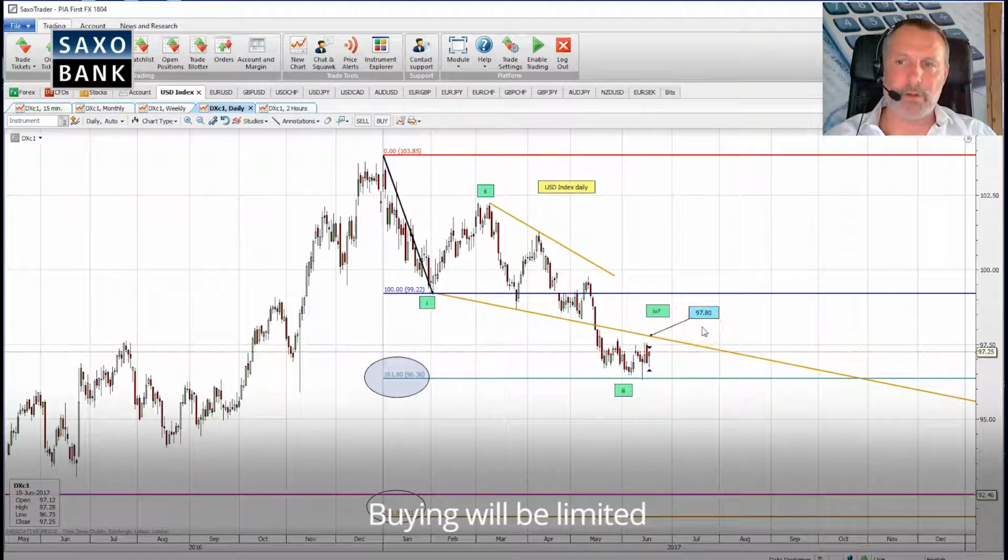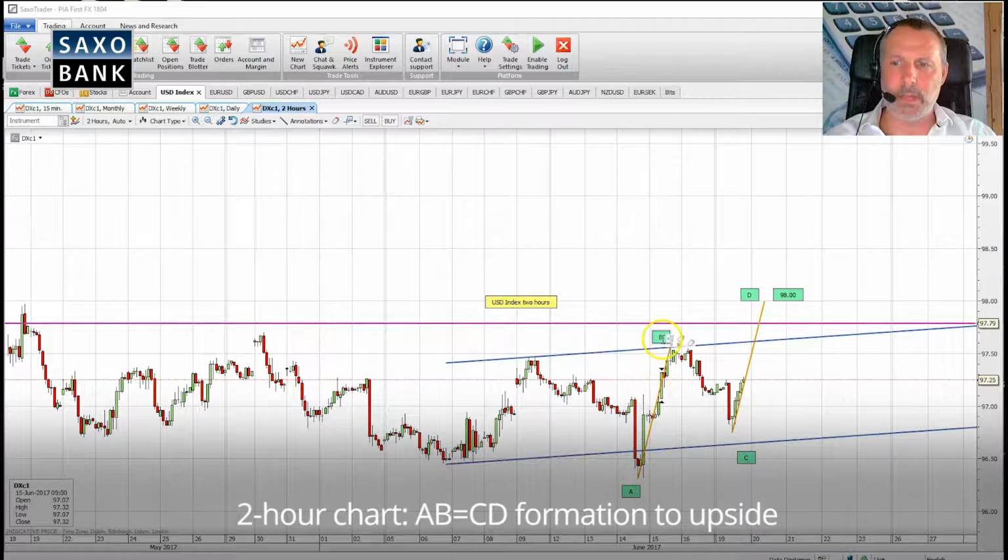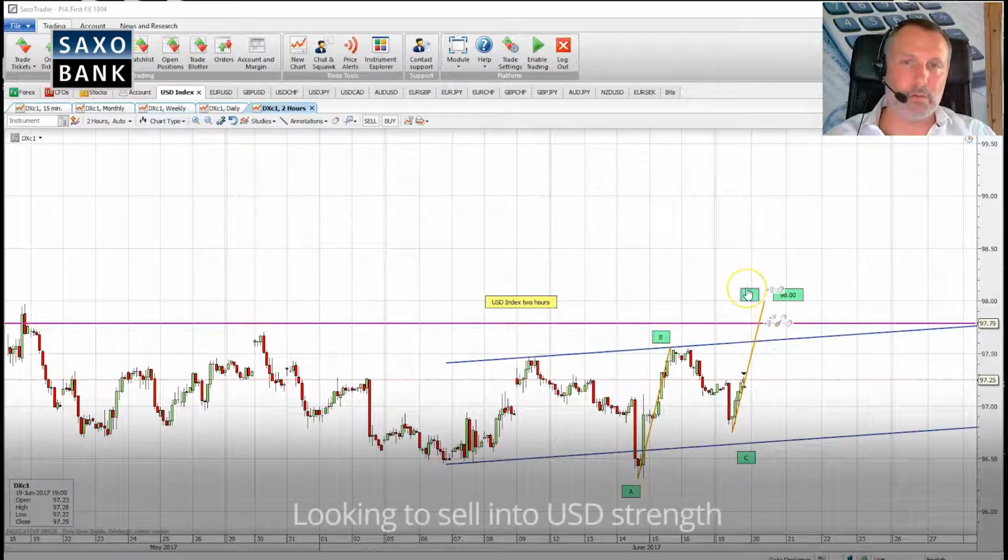Now, we think that this buying will be limited. We've got reverse trendline resistance at 97.80. If we reflect that to the 2-hour chart, here we believe we're in an ABCD formation to the upside, and we're currently in the CD leg. Now, as I said, we're long-term bears, so we're looking to sell into US dollar strength.